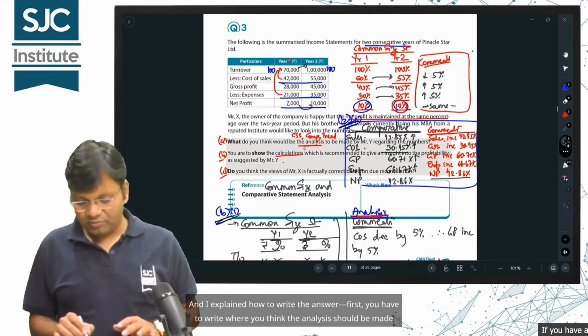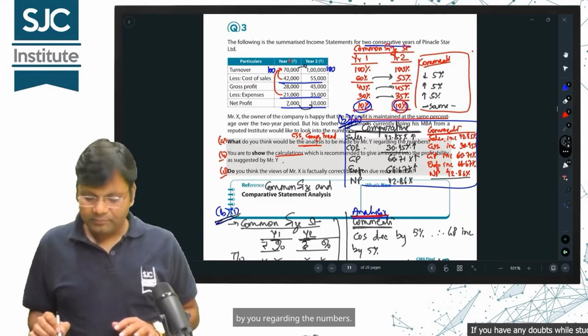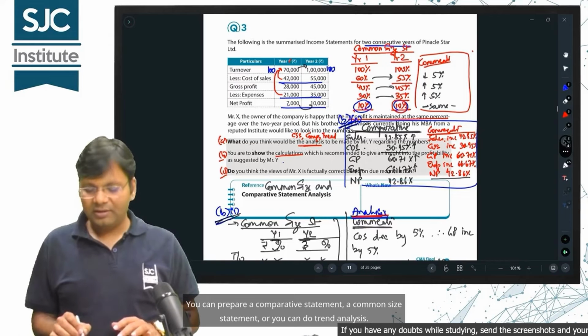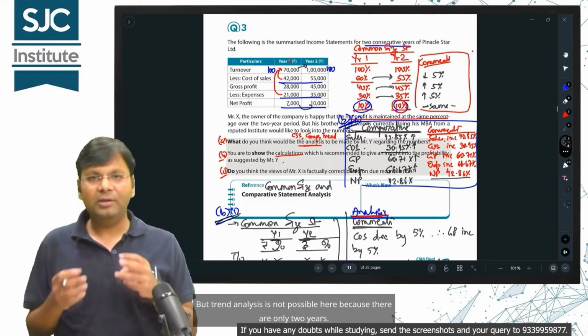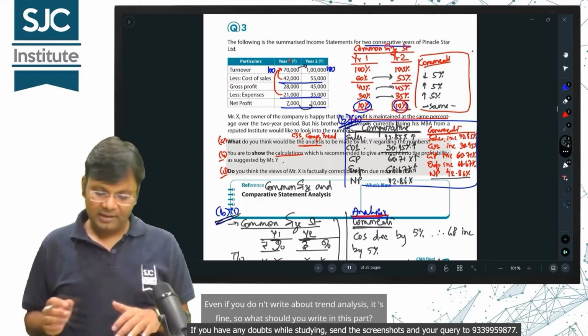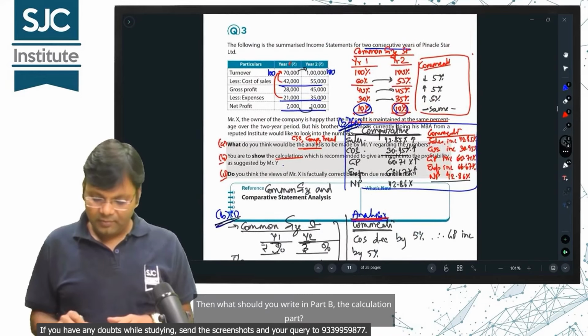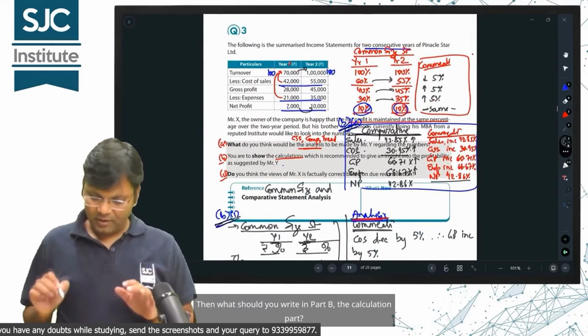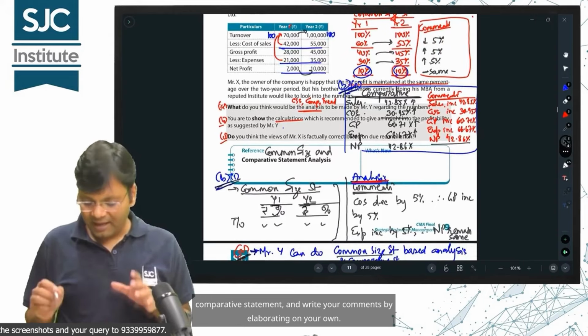First, you have to write where you think the analysis should be made by you regarding the numbers. So what will you do? You can prepare a comparative statement, a common size statement, or you can do trend analysis. But trend analysis is not possible here because there are only 2 years. Even if you don't write about trend analysis, it's fine. So what should you write in this part? Mr. Y can do common size and comparative statement analysis. Then what should you write in part B, the calculation part? In the calculation, as we told you, you should show the working for the common size statement and the comparative statement and write your comments by elaborating on your own.